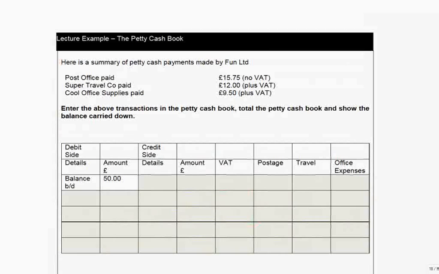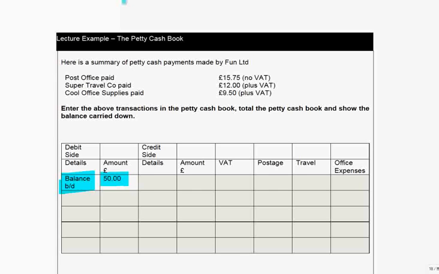Here we have a lecture example to show how that's going to be tested in the exam in section 2. We've got 3 different payments here, some with VAT, some without VAT, and we've also got our balance brought down already listed for us. This will be given in the actual task itself. In fact, the task will look almost identical to this example, the differences being the company names, what they've spent, and obviously the amounts.